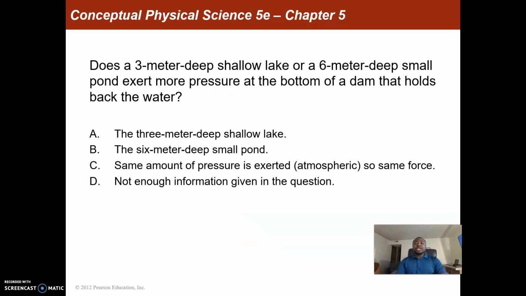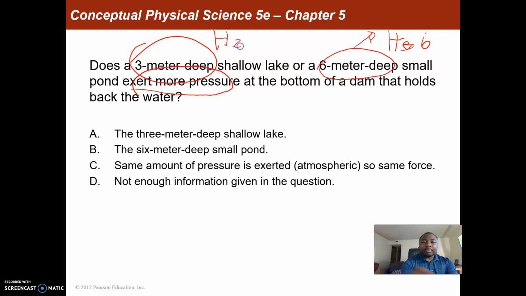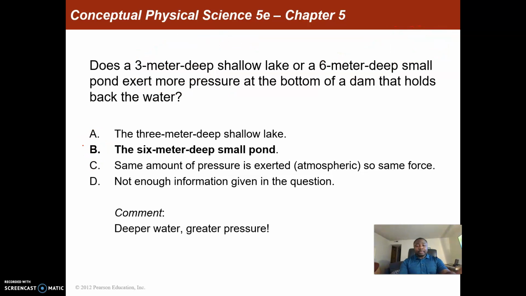Does a 3-meter deep shallow lake or a 6-meter deep small pond exert more pressure? Here they're asking about more pressure, and we're talking about 6 meters deep and 3 meters deep. If you compare the height h, the height here will be 6, the height here will be just 3. We said pressure increases with depth. Therefore, just looking at this question, the one that has a height of 6 should obviously be the one that's going to exert more pressure. It's possible for us to consider B, but let's look at what the question is. Yes, the answer is 6. Deep water, greater pressure, like we've been explaining: pressure increases with depth.